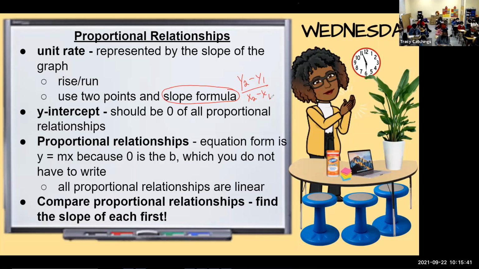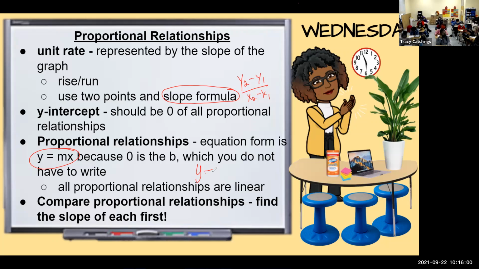Y-intercept should be 0 for all proportional relationships. Like I said, if you remember from 7th grade, there was one thing about proportional relationships. It goes to the origin and it makes a straight line. Proportional relationships. And then it reminds us that the equation is in the form y equals mx.